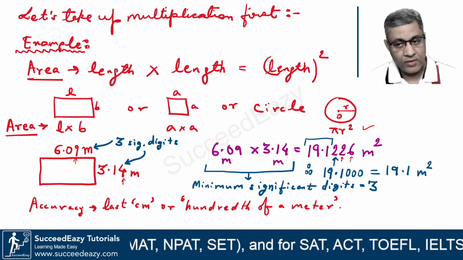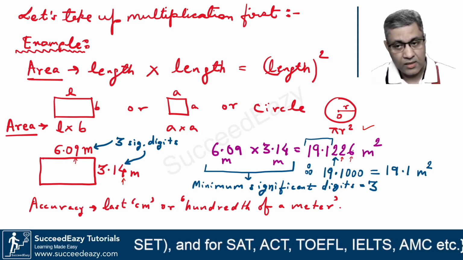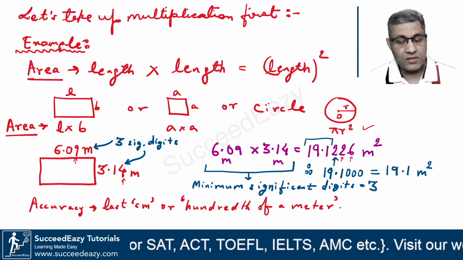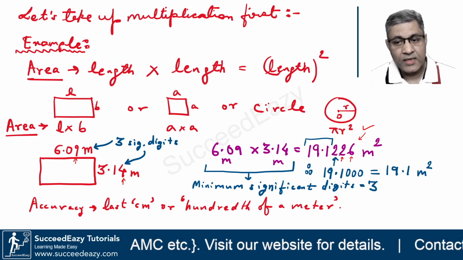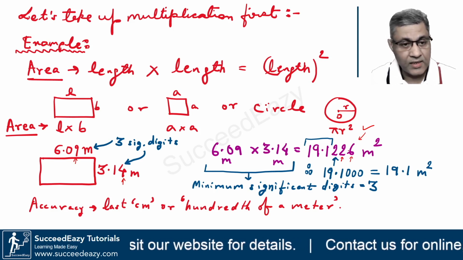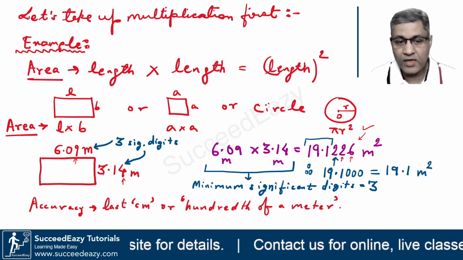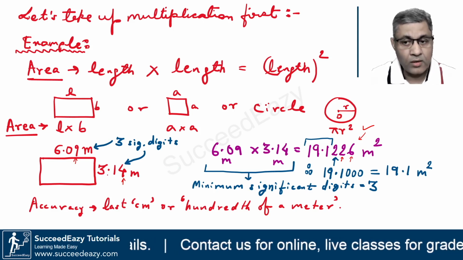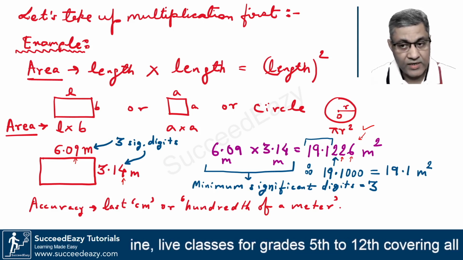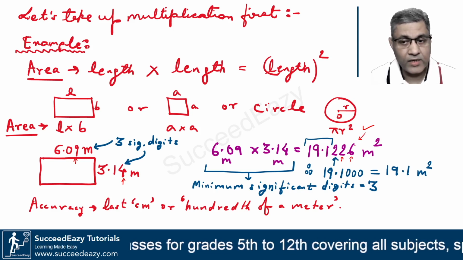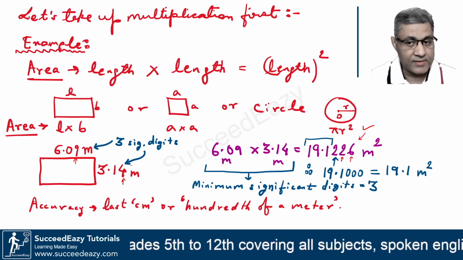So the 10th, 100th, and then the 1000th digit we got, and then the 10,000th digit, right? So if we consider this 19.1226 as the correct representation of the area, then we would be wrong, because we have taken more accuracy. We are considering more accuracy than there actually is in the data.